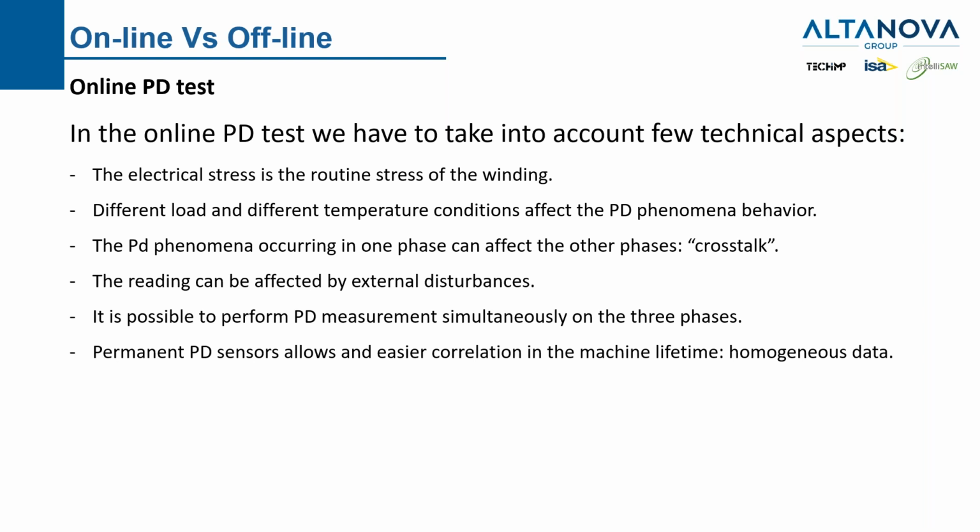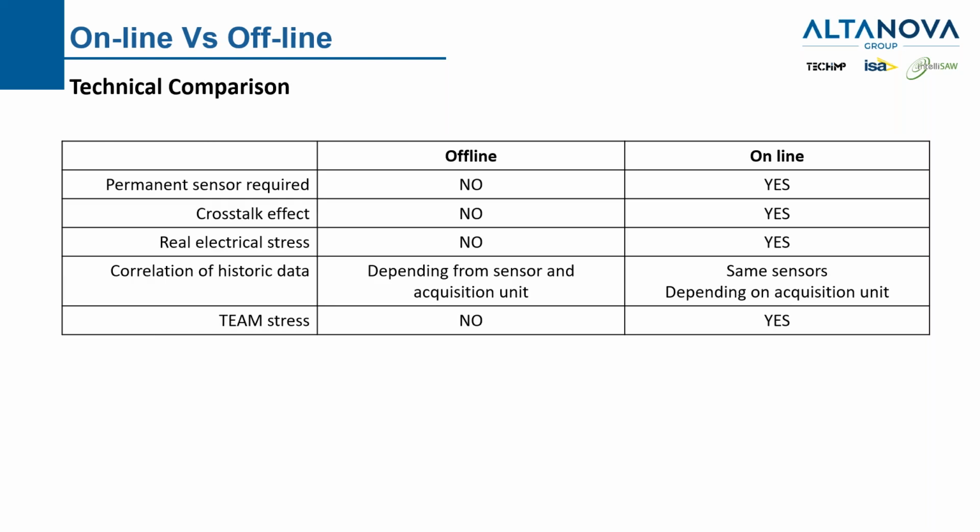In the end, one very good thing about online testing is that, as a hypothesis, we have the permanent sensor installed. And that's a very key point because we will have the same sensitivity along the lifetime of the generator since we are always using the same sensors. Last but not least, the PD test can always be performed in a very safe condition. Now, let's make a short technical comparison.